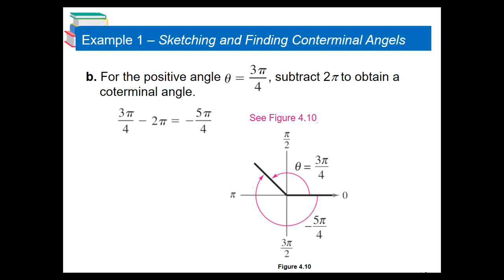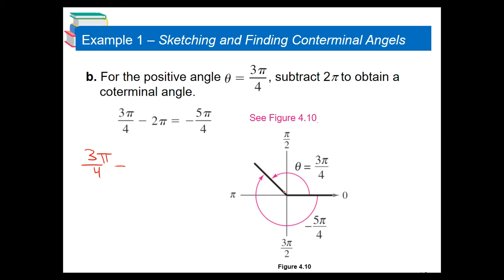All right, for the positive angle, 3 pi over 4, subtract 2 pi to obtain a coterminal angle. So now here's just showing you can also subtract 2 pi. All right, so to find coterminal angles, you either add 2 pi, you add 360 degrees, or you subtract 360 degrees, whichever way you want. In this case, they're subtracting.